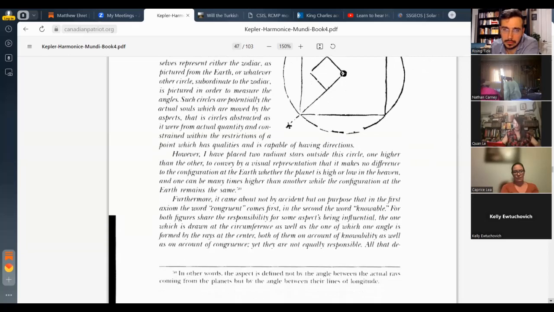However, I have placed two radiant stars outside this circle, one higher than the other, to convey by a visual representation that it makes no difference to the configuration at the Earth whether the planet is high or low in the heaven, and one can be many times higher than another, while the configuration at the Earth remains the same. I think here it's another, convoluted way to say that it's so far away and it doesn't matter.